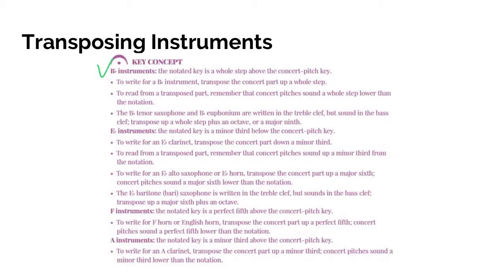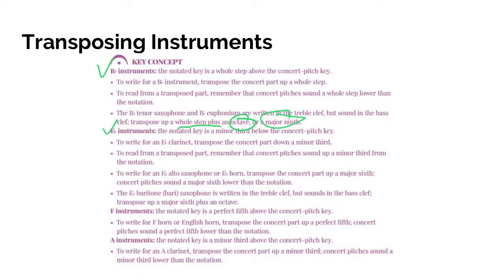B-flat instruments: the notated key is a whole step above the concert pitch key. To write for a B-flat instrument, transpose the concert part up a whole step. So let's say we were in concert C, we would have to write in D. Remember, the concert pitches sound a whole step lower than the notation. The B-flat tenor sax is written in the treble clef but sounds in the bass clef, so you're going to transpose up a whole step plus an octave, or a major ninth.